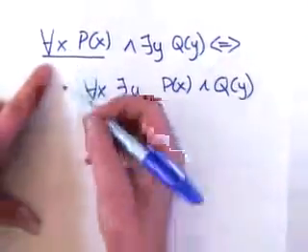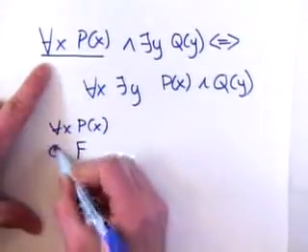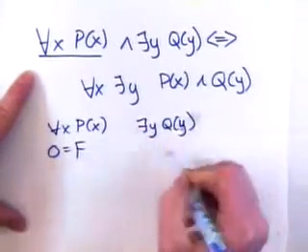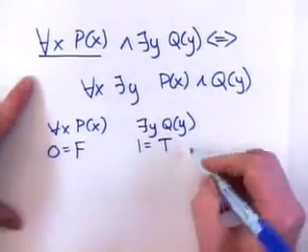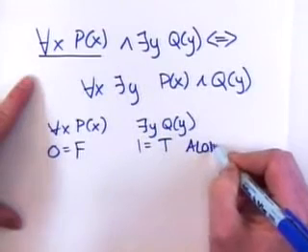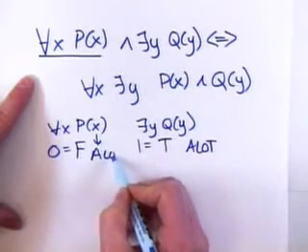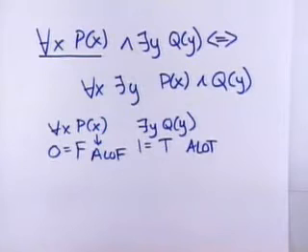So let's say that for all x, p of x is false or 0, and there is this y, q of y, if that were true. Then q of y would have at least one true, and p of x would have at least one false, right? Yeah, it would have at least one false, for it to be false.